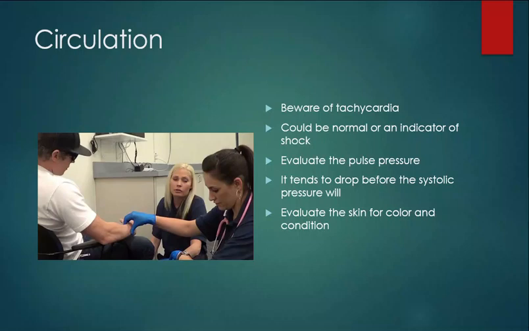Okay. Now, when we're looking at this, here's the thing to keep in mind. We used to say, well, if I got a radial pulse, I've got a systolic blood pressure of what? At least 80 or 90. The latest research says, maybe not so much.